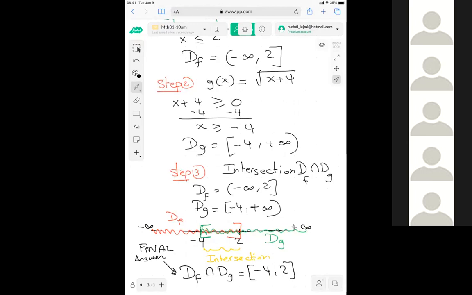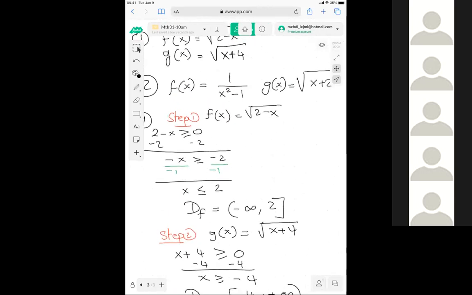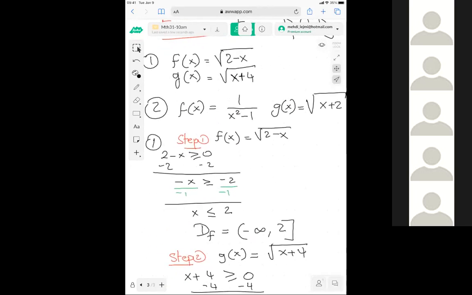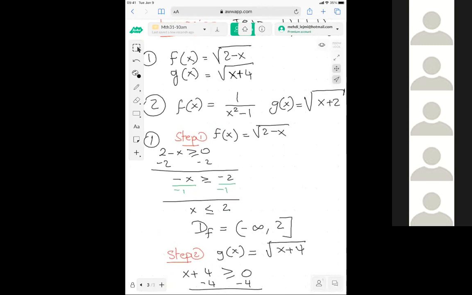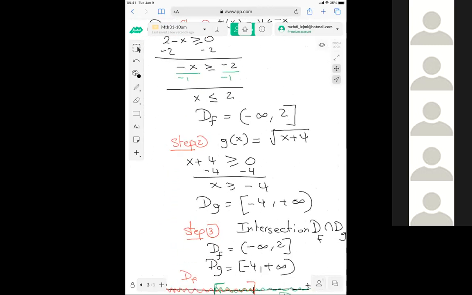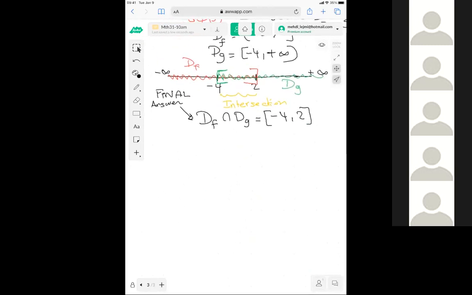Okay, so example number two. We have a different function here for f. It's one over x squared minus one. So for number two.